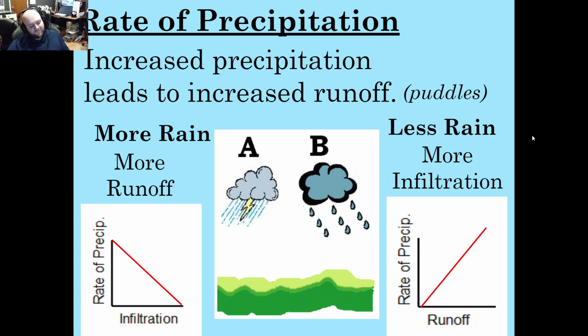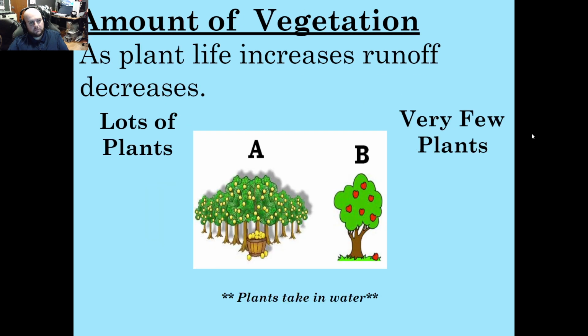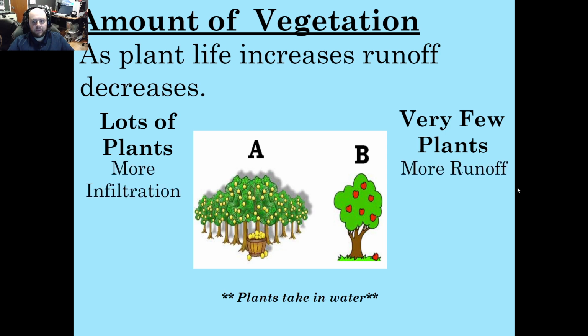All right. Finally, we have the amount of vegetation. So plant life. As you have more plant life, runoff decreases, so infiltration increases. Lots of plants, more infiltration. Very few plants, more runoff. The roots and the plants absorb the water, right? So they're going to allow it to infiltrate the soil. It says it right here. Plants take in water. But if there's no plants, a lot of that water is able to run off.